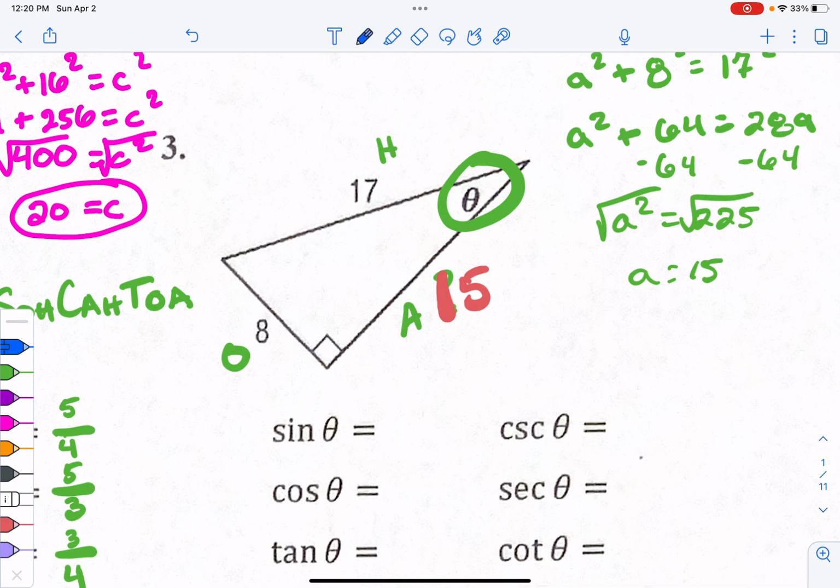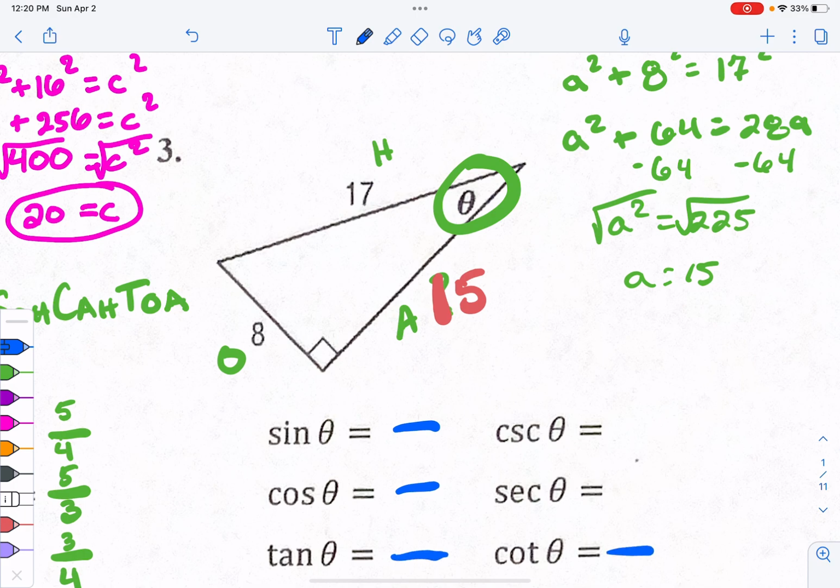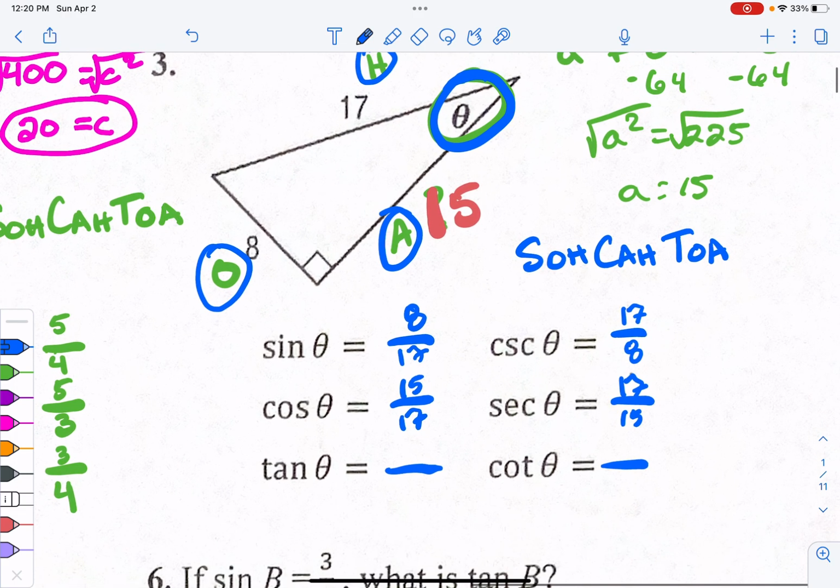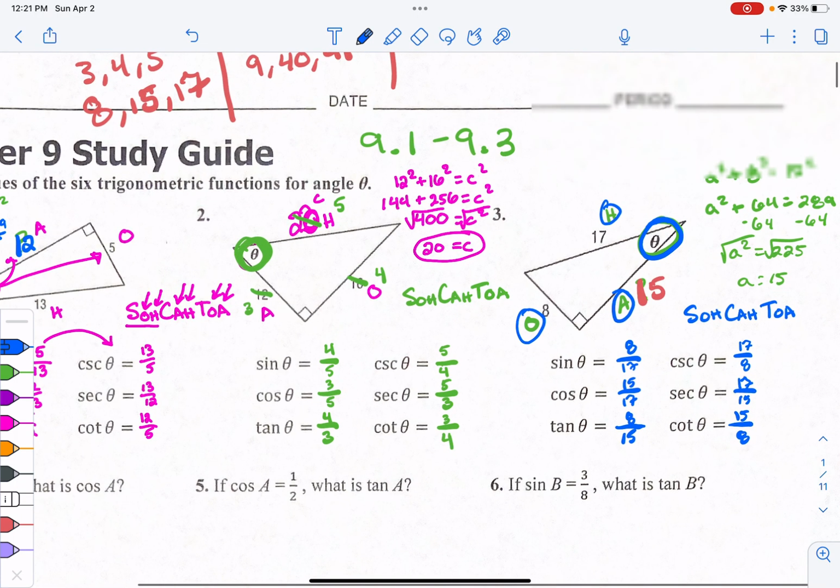Let's do some sine, cosine, tangent, and secant, cosecant, cotangent. So SOHCAHTOA. I'm using all the colors today, I guess. We've already labeled this is O, this is A, this is H. All right, here we go. O is going to be 8, H is going to be 17, 8 over 17, and 17 over 8 for cosecant. Adjacent over hypotenuse is 15 over 17, or 17 over 15. And opposite over adjacent is 8 over 15, and 15 over 8. That's how those fractions boil down. So 1, 2, 3, there you go.